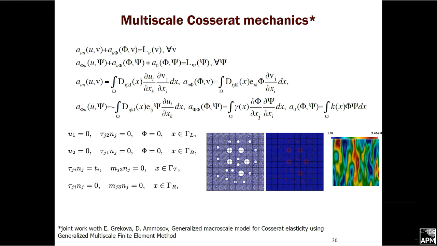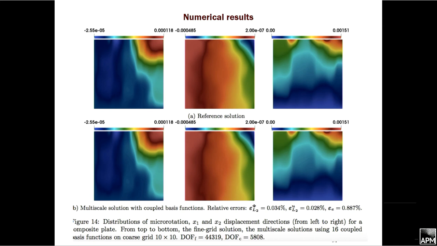In this case, we have the tensor D and so on. We assume heterogeneity. For example, we assume something outside the holes, or we put something in the holes, or we use a heterogeneous Gaussian field. And these are the boundary conditions in this case. It shows that the fine grid problem had 45,000 degrees of freedom and the coarse only 5, and these are the errors. This is the micro rotation, fine and coarse, and these are the displacements.